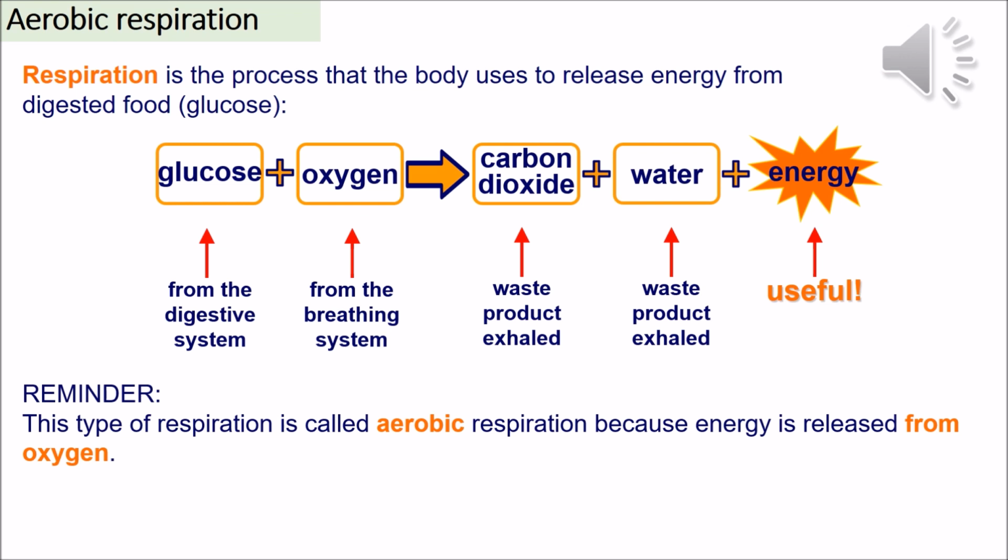So the glucose is coming from your food, from your digestive system. The oxygen is coming from your respiration system when we breathe in. The carbon dioxide is one of the waste products, so it's a byproduct of respiration. We are also exhaling, so breathing out water, that's the moisture in our mouth. And we are also making energy, which is the useful product. So carbon dioxide and water are actually just byproducts of this chemical reaction. Can you now write down the equation for aerobic respiration?